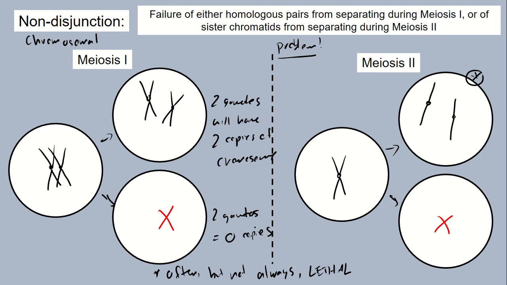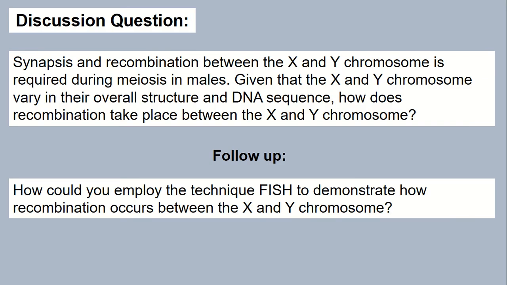Okay, so I want to finish up this lecture with a discussion question that I'm going to post on Katie that I want you guys to work on in your small groups. And I'm going to keep some tabs on this, and I want to make sure that you guys are actually doing some of this work. Okay, so here's the discussion question. We've talked a lot today about synapsis and recombination between chromosomes. So we've kept it general, and I've really referred to these hypothetical autosomes. But as it turns out, synapsis and recombination occur between the X and Y chromosome, and this is in fact required during meiosis in males. Okay? So given that the X and Y chromosome vary in their overall structure and DNA sequence, how does recombination take place between the X and Y chromosome?